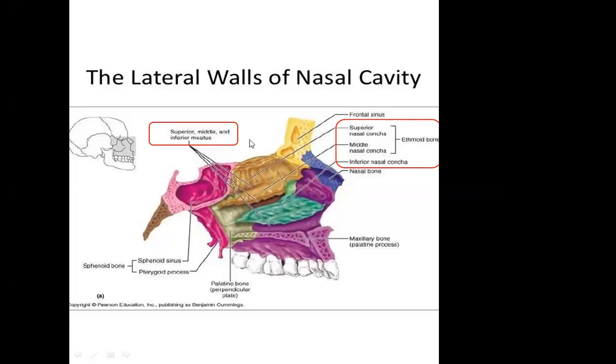So the bony part of the lateral wall of the nose is formed by the nasal bone, the nasal process of frontal bone, the lacrimal bone, and the superior and middle nasal conchae of the ethmoid bone. Green one represents the inferior nasal concha. Then we have the perpendicular plate of palatine bone and medial pterygoid plate of sphenoid bone. These bones form the lateral wall of the nose.